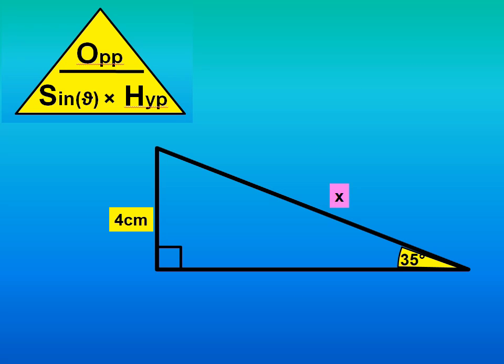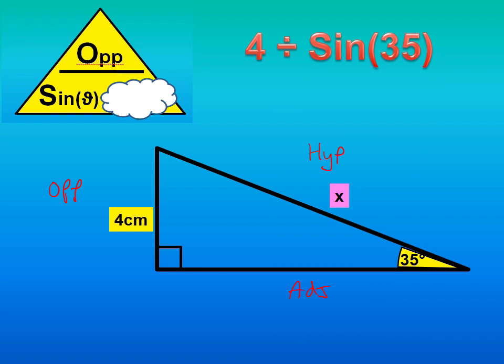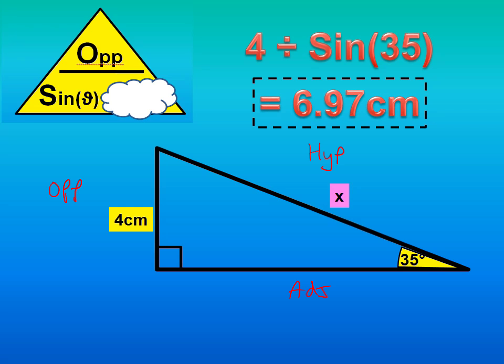Let's try another question then. This time 35 degrees is my angle. I'm trying to work out x. First step as always, label hypotenuse, opposite and adjacent. I'm trying to work out the hypotenuse this time. So with my triangle, I'm going to cover the hypotenuse. That leaves me with opposite divided by sine 35. So into the calculator, opposite is 4, divided by sine 35 gives me 6.97. So the answer to the hypotenuse is 6.97 centimeters.